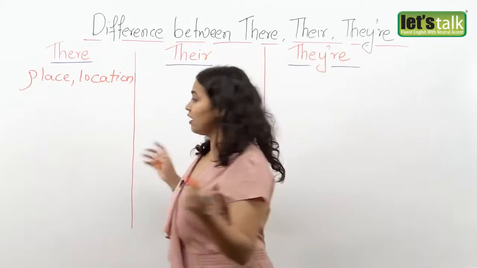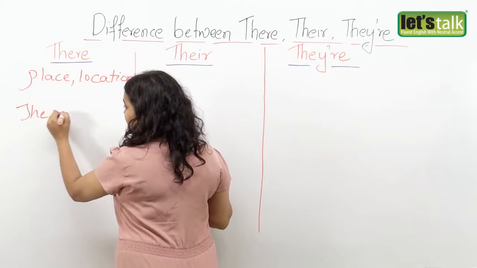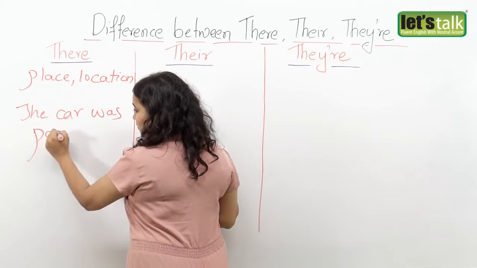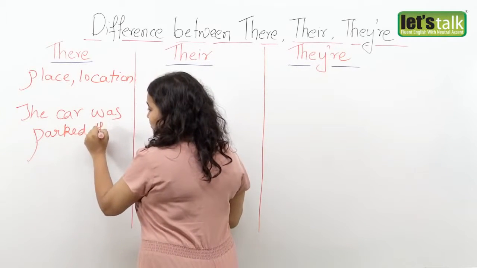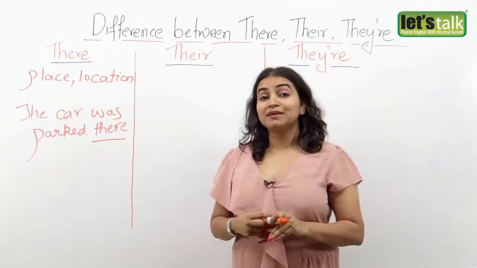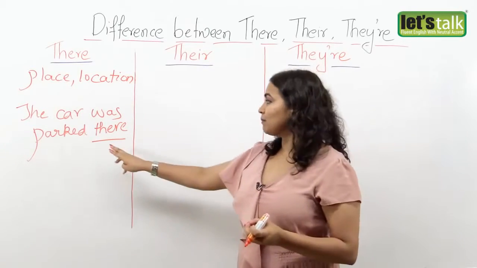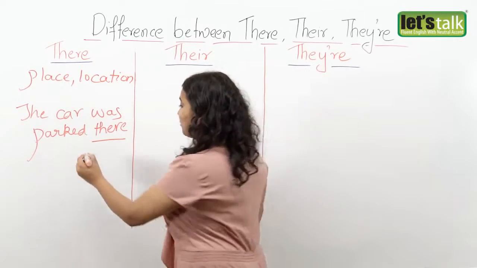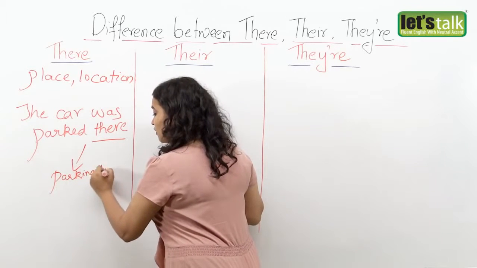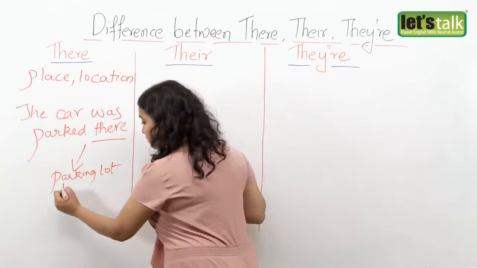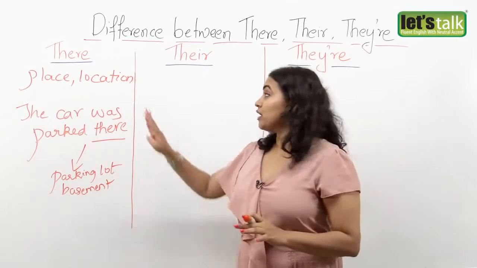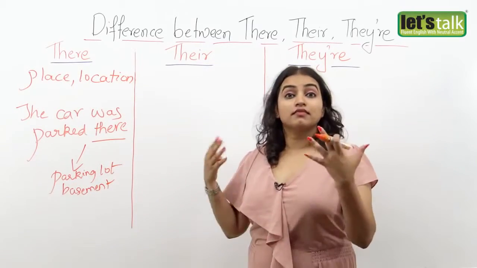So you could say something like, the car was parked there. Well, why am I using this word, T-H-E-R-E? Because I am indicating or talking about a specific location. It could be a parking lot. It could be somewhere in a basement. It could be just about any place or any location, and therefore I use the word there.